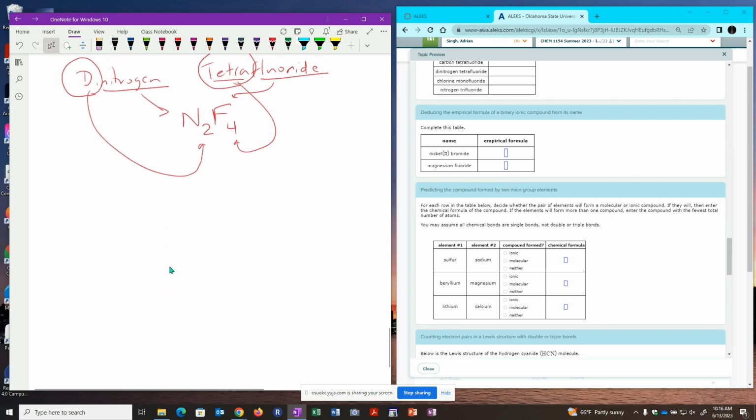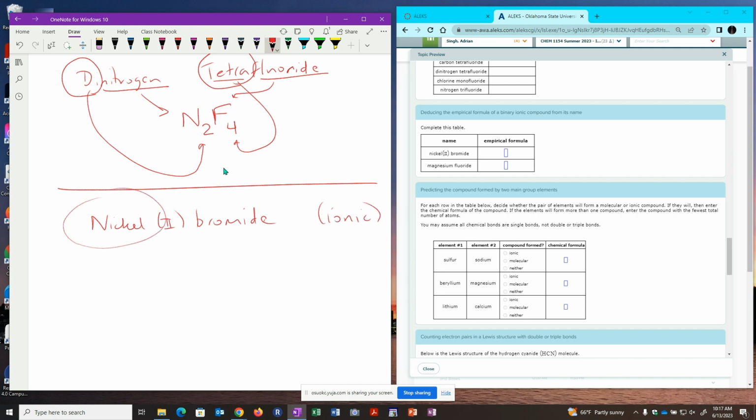Let's take a look at the next one. So here we're going back to ionic compounds. It says to deduce the empirical formula from its name. All right, so let's take a look at the first one. It says nickel(II) bromide. And again, this is ionic. It's ionic because we have a metal in there. The first part of the name actually tells you something very important. It tells us that we have nickel, and the 2 here tells us the charge on the nickel is 2 plus.